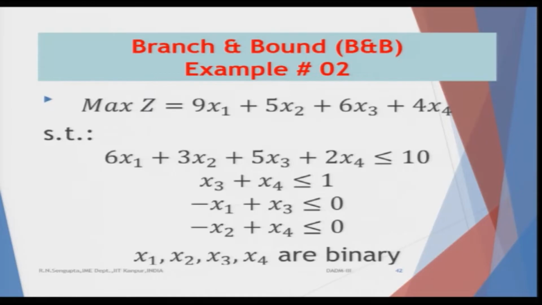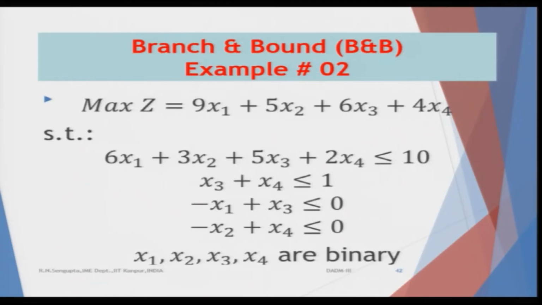Now, this is branch and bound example number 2, but the difference is that the variables are binary, we will draw the branch and bound at each stage, and it is of higher dimension. We want to solve a problem: maximize 9x1 plus 5x2 plus 6x3 plus 4x4, all either 0 or 1. The constraints are: 6x1 plus 3x2 plus 5x3 plus 2x4 is less than or equal to 10, which is the first constraint. The second constraint is x3 plus x4 is less than or equal to 1. There is no x1 and x2 in the second constraint.